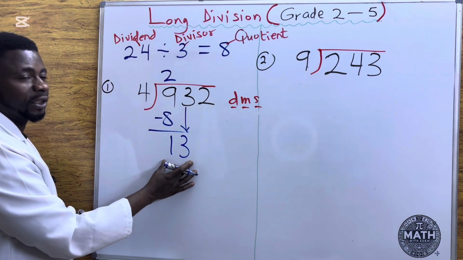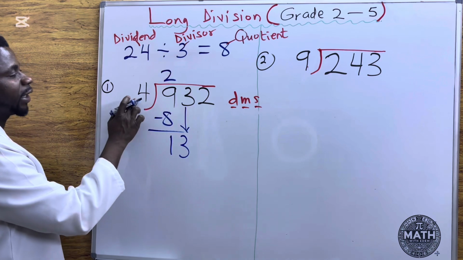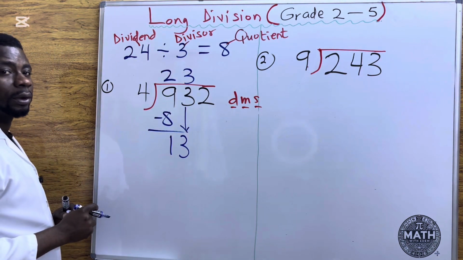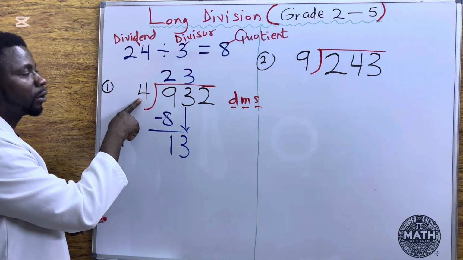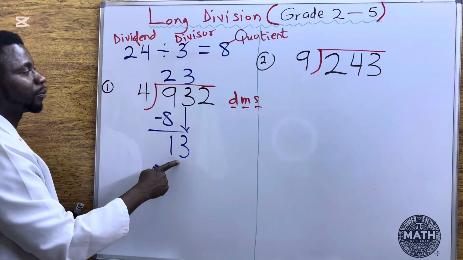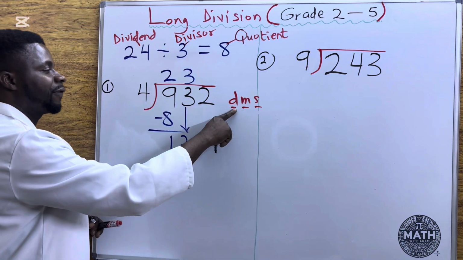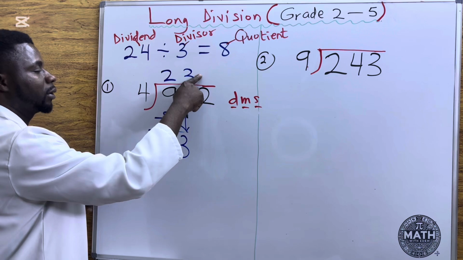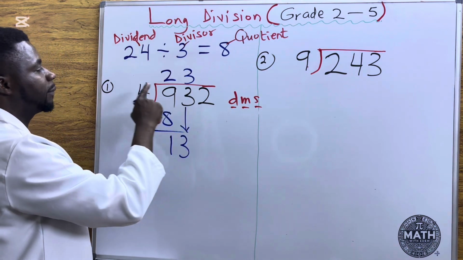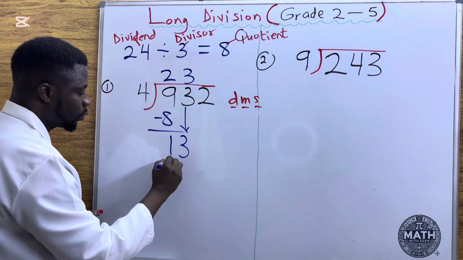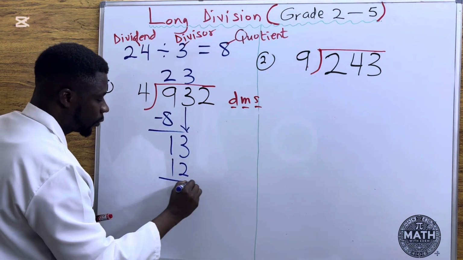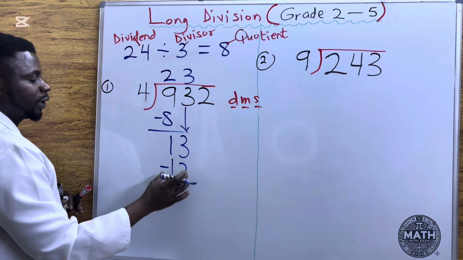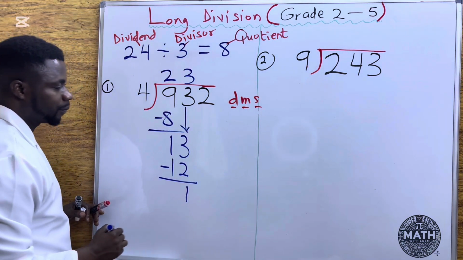So we have 13. Now 13 divided by 4 is 3. So look at the multiples of 4. Which one is the closest to 13? Okay, so the first step is, don't forget, divide. So when we divide, we got 3. Now the next step is multiply. 4 times 3 will give us 12. What is the next step? Subtract. So 13 minus 12 will give us 1.